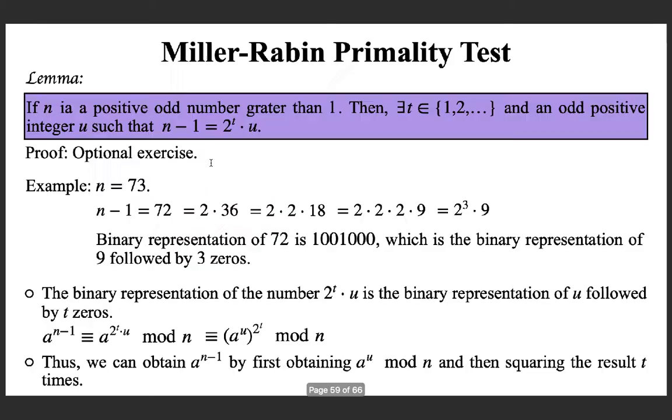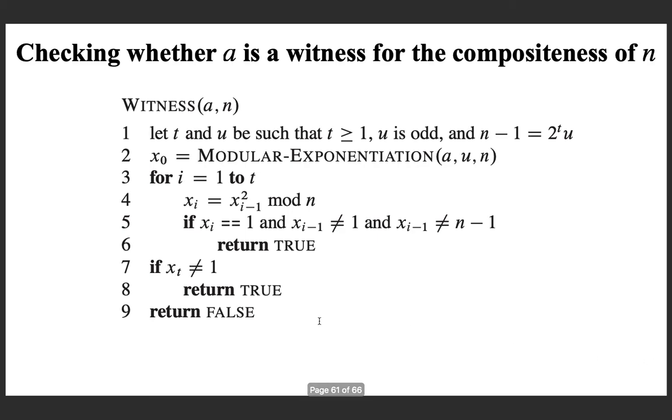And from the previous slide we saw that once you find a to the power u mod n, you do repeated squaring of the result. How many times? t number of times. That is what this is doing. You are taking the result a to the power u mod n into x0, then you are squaring it successively t number of times. That is, for i equal to 1 to t, first you find x1 equal to x0 square mod n, then x2 equal to x1 square mod n.